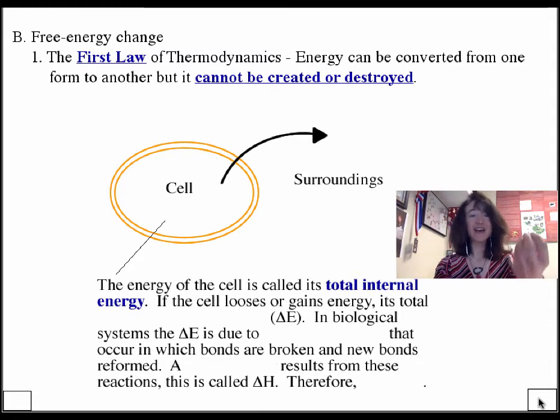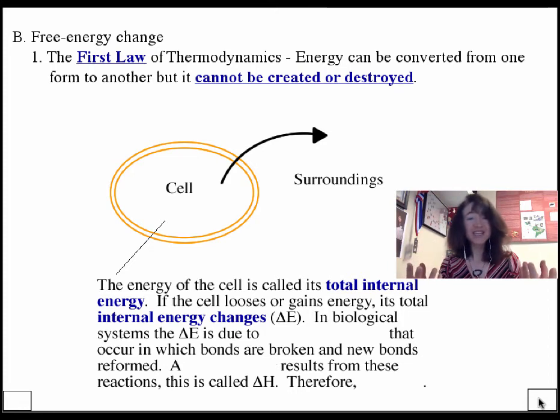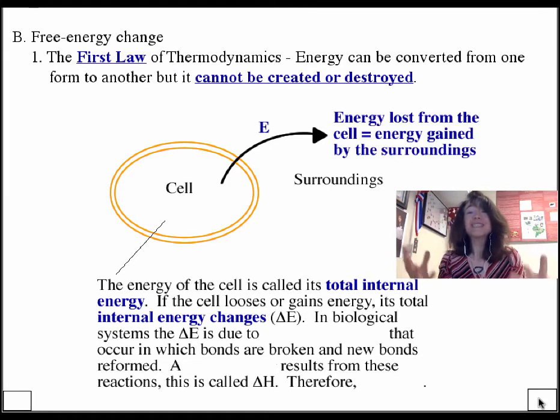So that is to say that there are constantly reactions within the yeast cell that are changing the total internal energy of the cell. We call that the delta E. And we know that if that cell undergoes a reaction that releases energy, then of course that energy is not lost, but instead it is gained by the surroundings. So we see the conservation of energy not only in simple physics demonstrations like we saw, but also within a cellular system. Energy lost by the cell is gained by the surroundings.